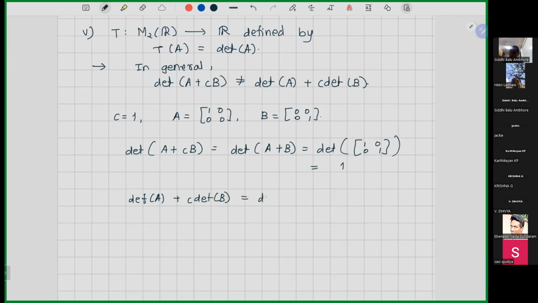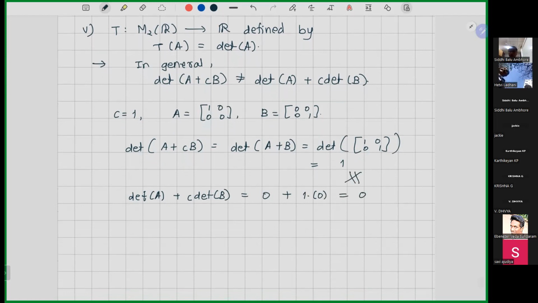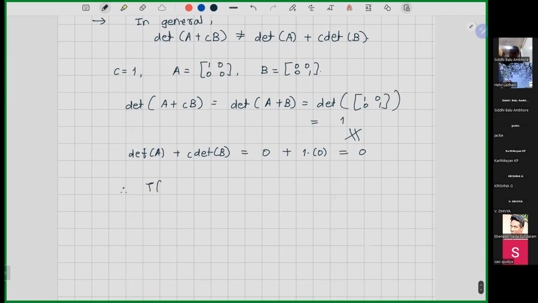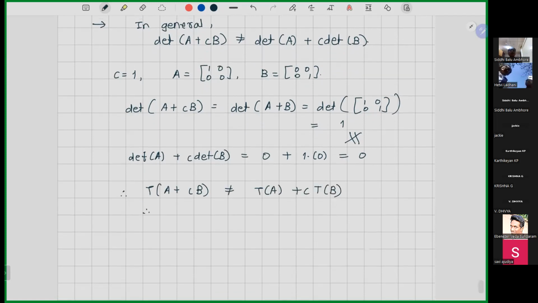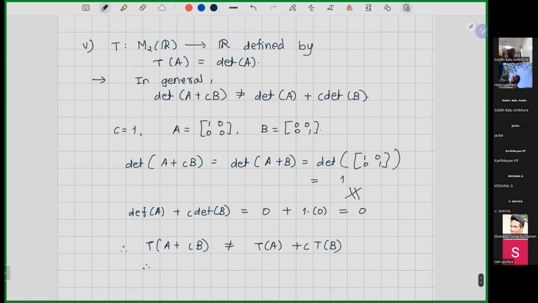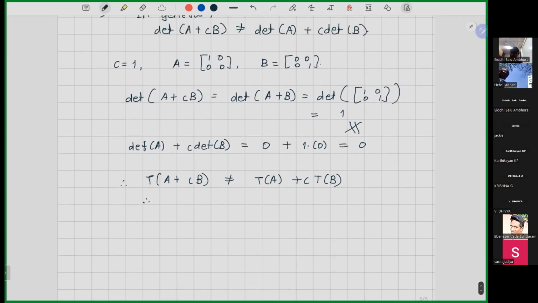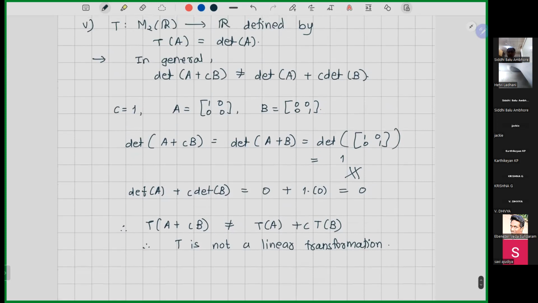This is the determinant of this matrix A, which is 0, plus 1 into determinant of B, which is 0, so we are getting 0. So these two are clearly not equal. Therefore, T of A plus cB is not equal to T of A plus cT of B. Therefore, this T, the map taking a matrix to its determinant, is not a linear transformation. Okay. Any doubts here?